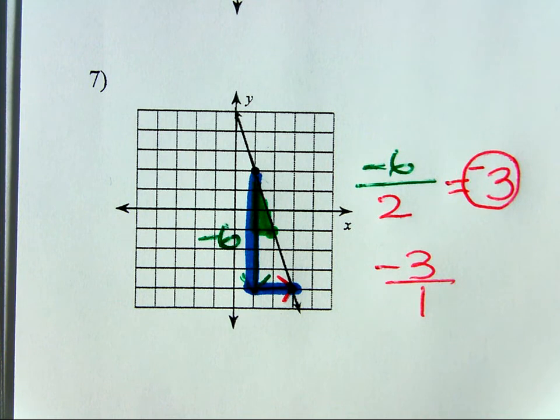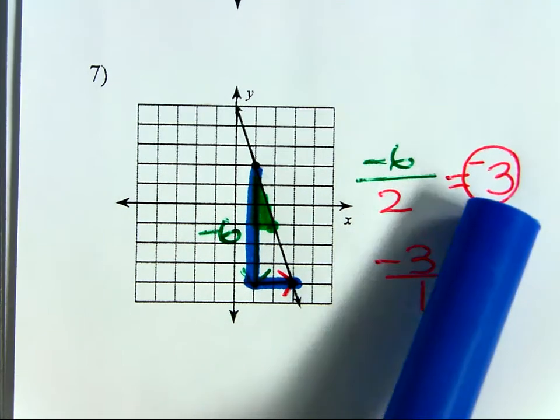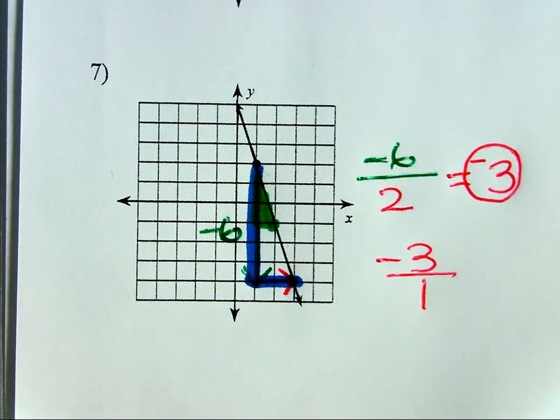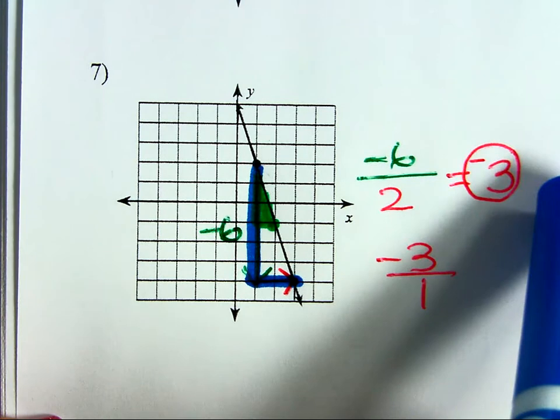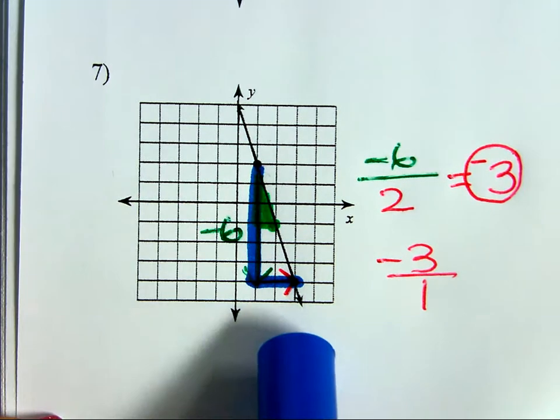If I went down 12, what would I need to go over to have it be a slope of -3? Over 4, right? So as long as any fraction you get equals -3, it would be on the line. Got it? Okay, so try number 8 and then we're going to move on.